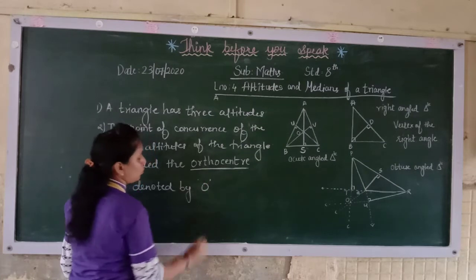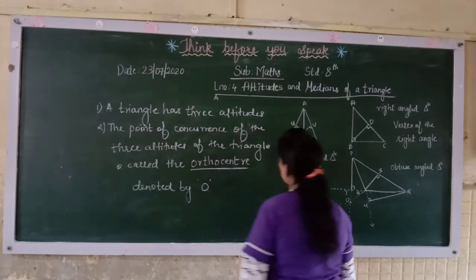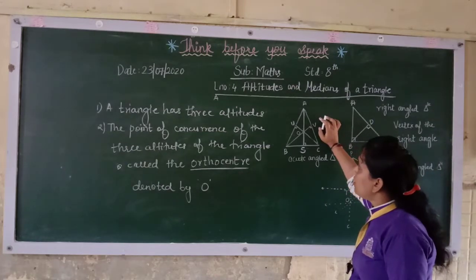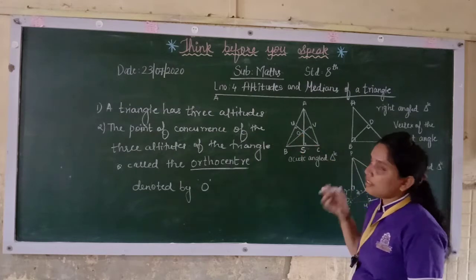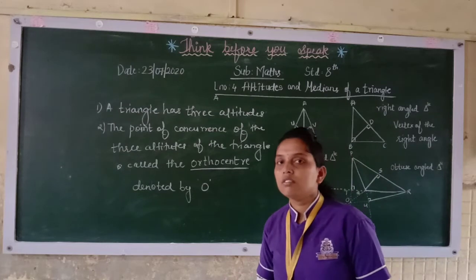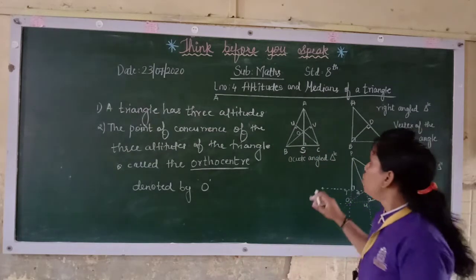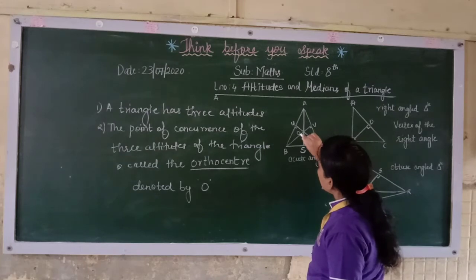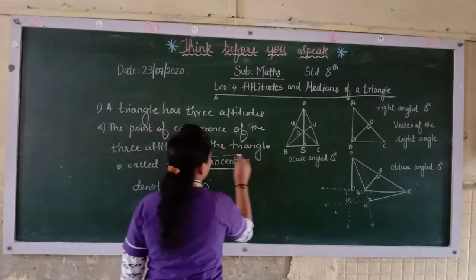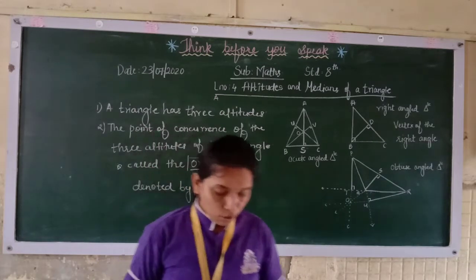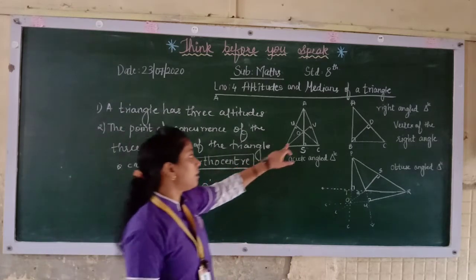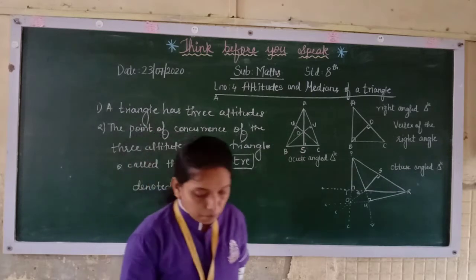the letter O. So remember, a triangle has three altitudes, and the three altitudes meet in the interior only, at the point of concurrence of the three altitudes. Point of concurrence means the point where the three are meeting. So the three are meeting in the interior of the triangle, and it is denoted by letter O. It is known as orthocenter. So remember, for altitudes, it is the orthocenter where all the three altitudes are meeting.